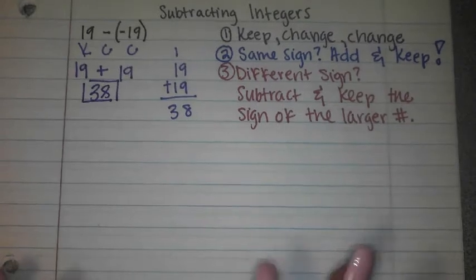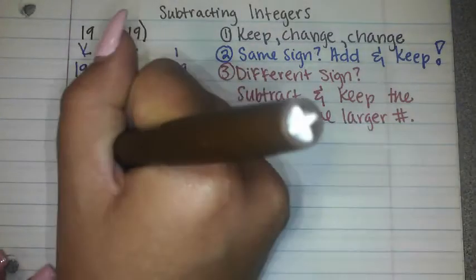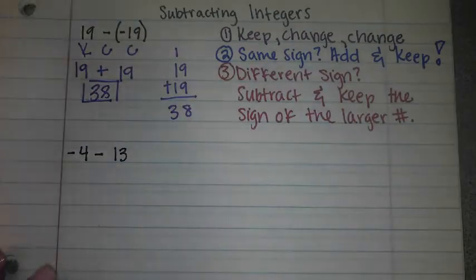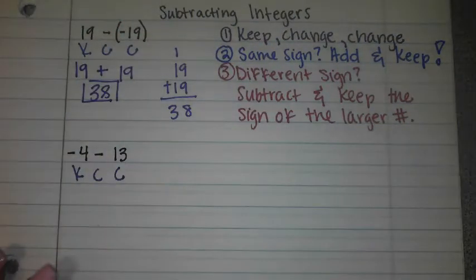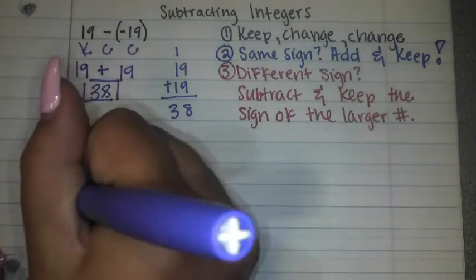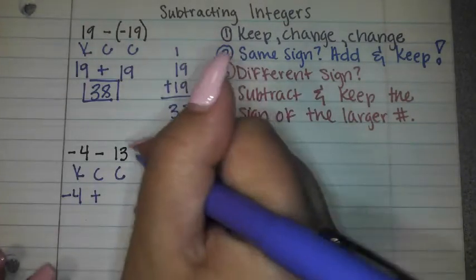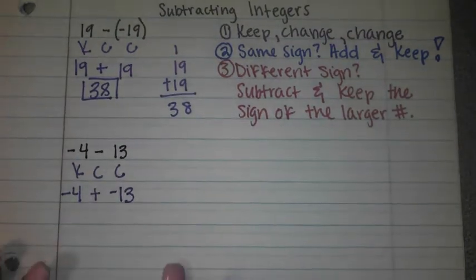Let's do a few examples before you go on to your next problems. So let's say I have negative 4 minus 13. We're going to do keep, change, change again. The reason I know to do this is because there's a minus sign. I'm going to keep my negative 4. I'm going to change that minus sign to a plus sign, and I'm going to change that 13 into a negative 13.